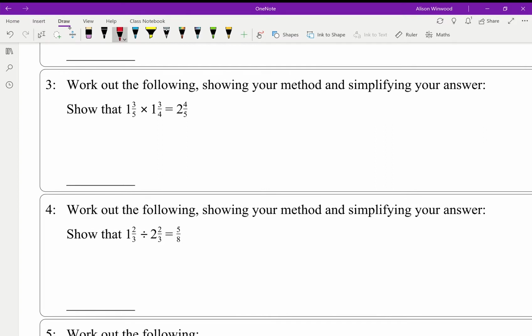Same with multiplication, so that's 8/5. That's 7/4, but this time you multiply the denominators, you multiply the numerators, simplify and convert back.